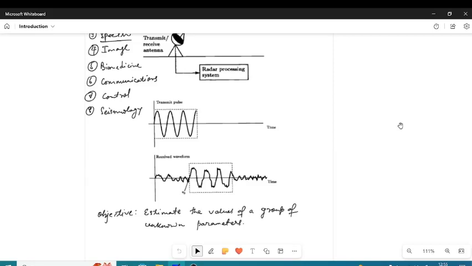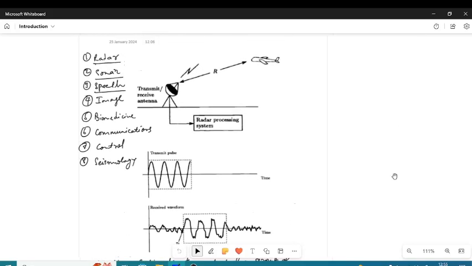So let's start with the radar first. So the objective in radar is to determine the position of the aircraft. That is, we need to determine the location of this aircraft. In other words, we need to find out what is the range, that is R. That is the distance between the transmitter or receiver antenna and the aircraft.